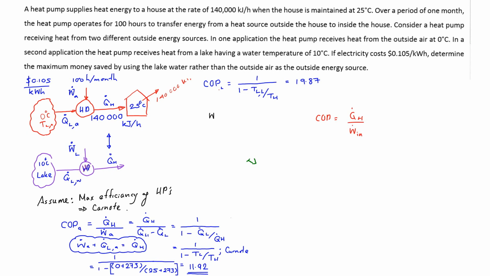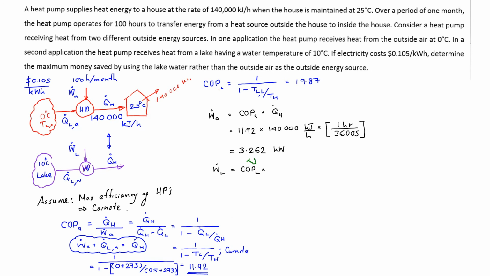And now you can find W dot A and W dot L. These W dot A and W dot L values are going to be the amount of energy that you need to run this equipment for each case. Now we can calculate the difference of cost. If we are assuming 1 hour, we can multiply W dot A by 100 hours and W dot L by 100 hours to find the difference between costs.